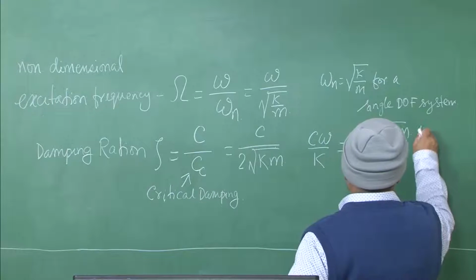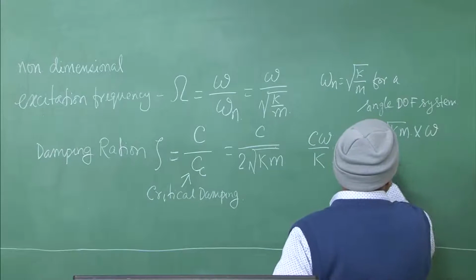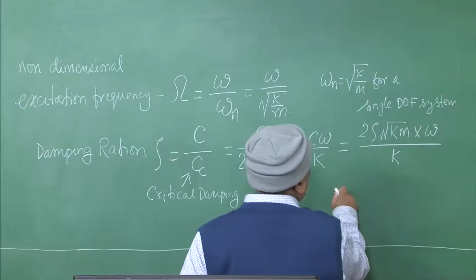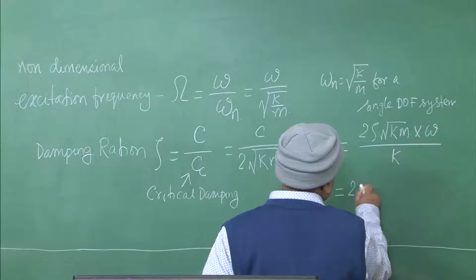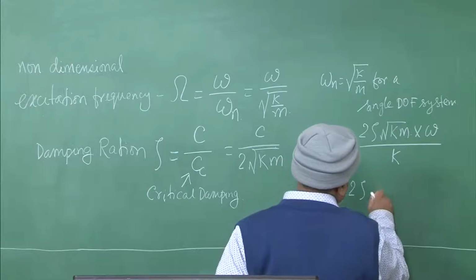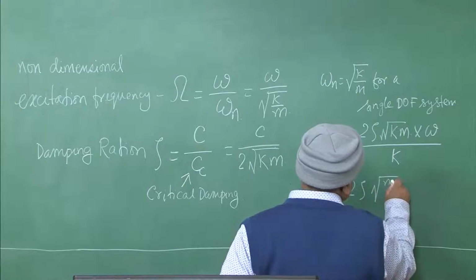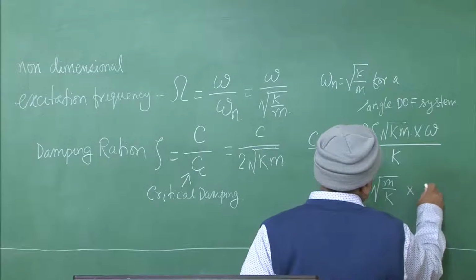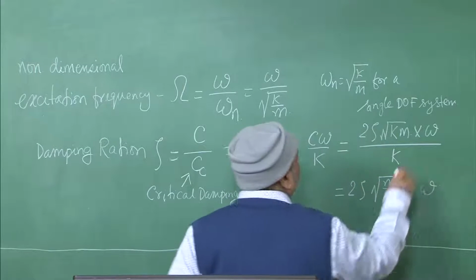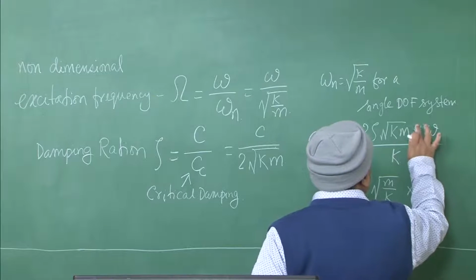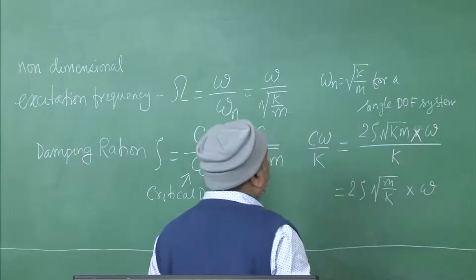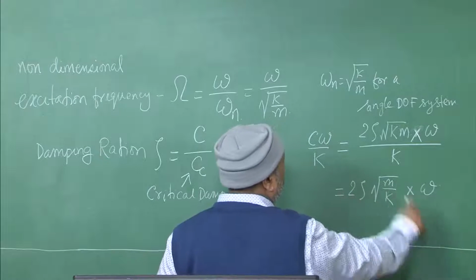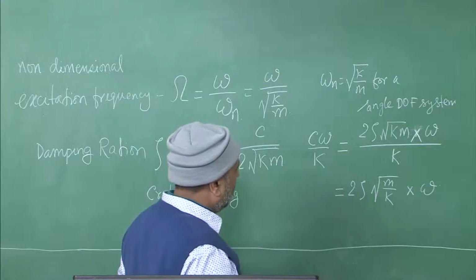So, this times omega divided by k. In other words, this can be written as 2 zeta root m by k times omega. Okay? This is a simple multiplication. Please do not confuse it with the steady state amplitude of the system. So, it is 2 zeta root m by k omega.